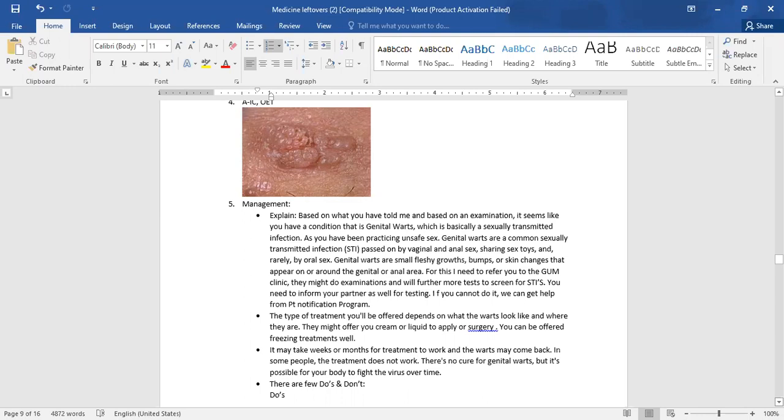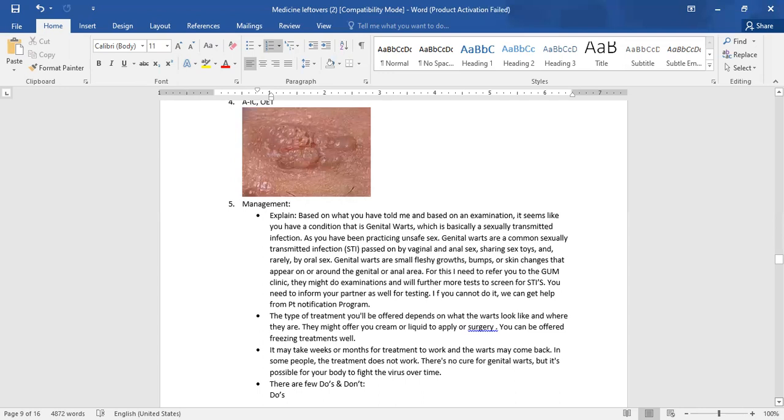So genital warts are commonly a sexually transmitted infection passed on by vaginal or anal sex, sharing sex toys, and rarely by oral sex. Genital warts are small, fleshy growths, bumps, or you can say skin changes that appear on or around the genital or anal area. For this, I need to refer you to the genitourinary clinic. They might do some examination and will do further tests to screen for STIs. You need to inform your partner as well for testing. If you cannot do it, we can get help from the patient notification program.